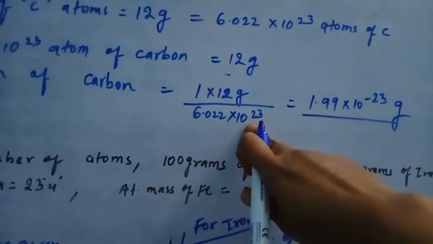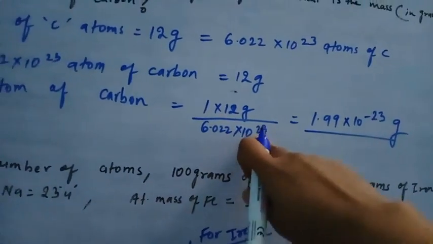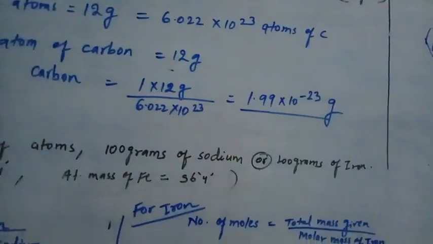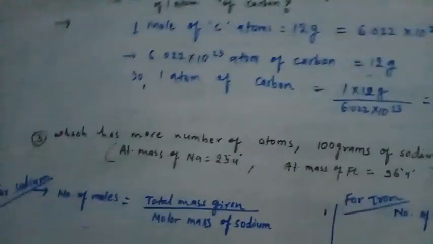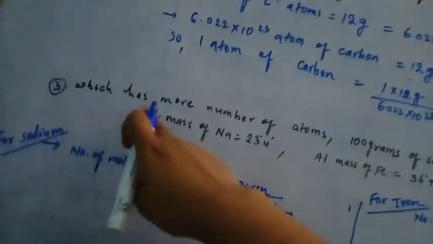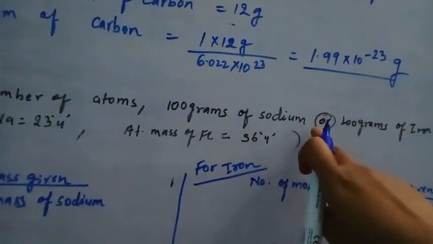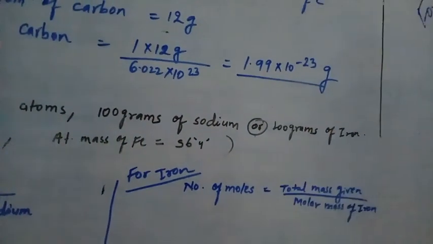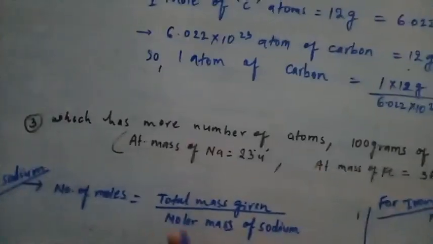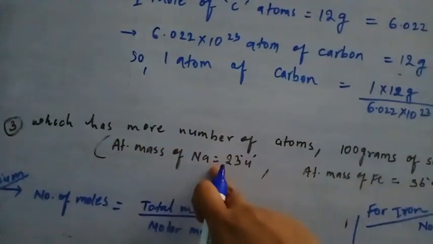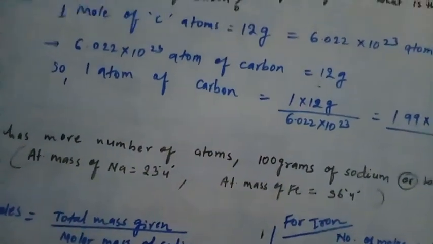When it is at the below, when it will come up, it becomes minus 23. Okay, so be careful. Third question is, which has more number of atoms, 100 grams of sodium or 100 grams of iron? You have been given the atomic mass of sodium and the atomic mass of iron to solve this question.